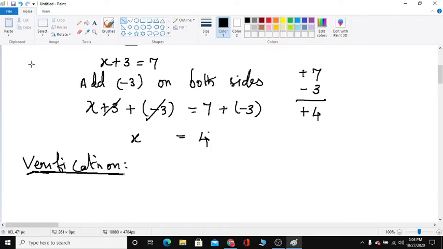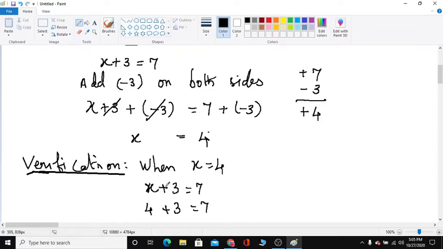When x is equal to 4, you substitute it in the given equation. What is the equation? X plus 3 is equal to 7. If you want, we will write the equation again. Now when x is equal to 4, in the place of x you have to substitute 4: 4 plus 3 is equal to 7.